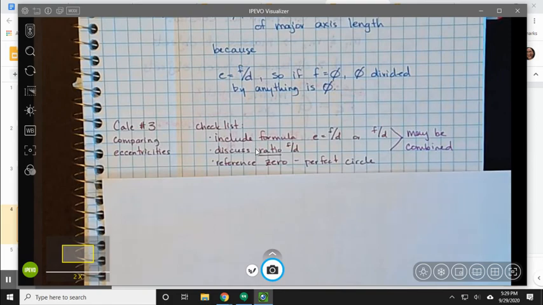And what I want you to include is the formula. I want you to discuss the ratio, and I want you to make sure that you're referencing 0, which is a perfect circle. So this is your checklist. Now, this is the first time that you're looking at any of this, so I fully expect that as you're going through this, you're going to run into some issues along the way. That's fine. I want you to give it a try.